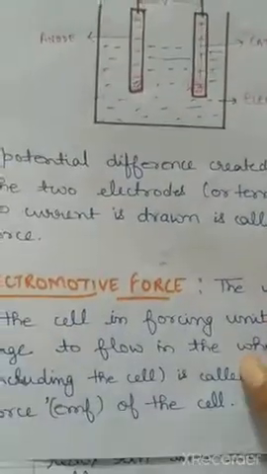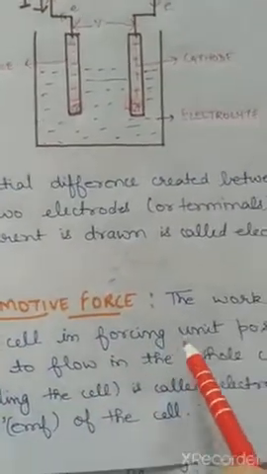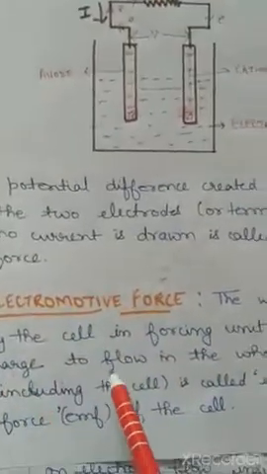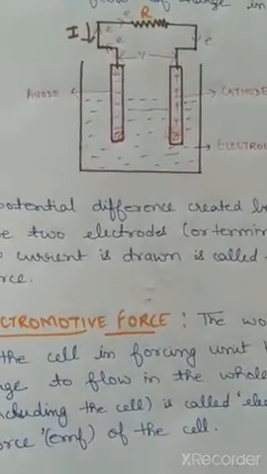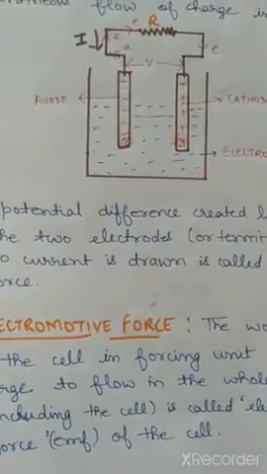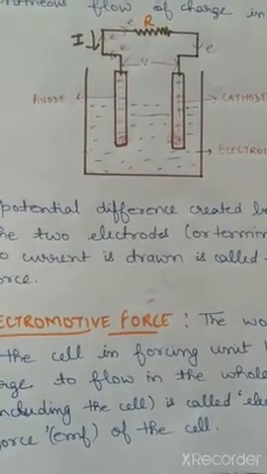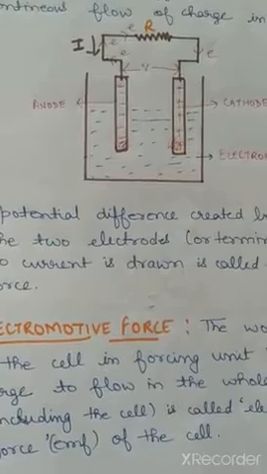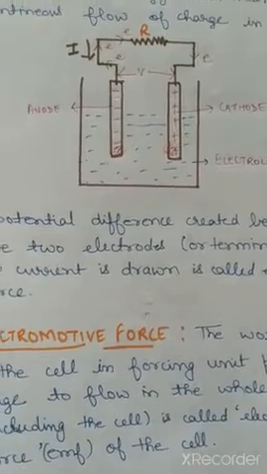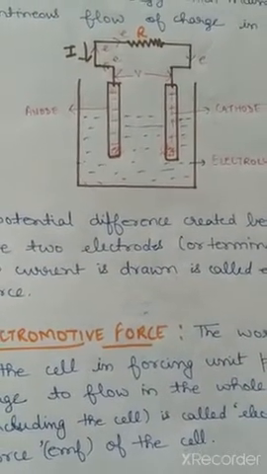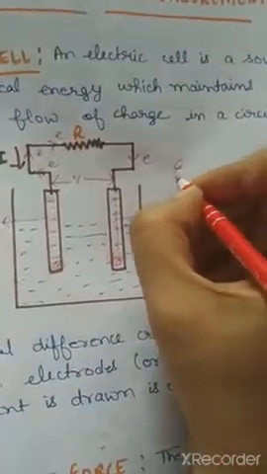Now coming to the electromotive force. As I told you, the work done by the cell in forcing a unit positive charge to flow in the whole circuit is called the electromotive force of the cell. We discussed this topic in class 10th. In class 10 we defined electromotive force as the work done per unit charge in taking a unit positive test charge around the complete circuit, that means inside as well as outside the cell. And we represented EMF by epsilon.